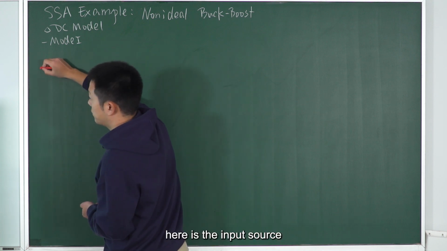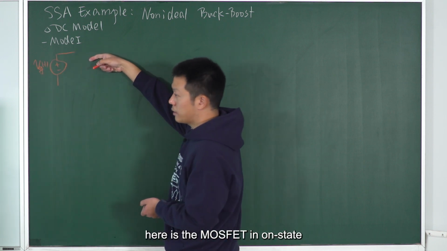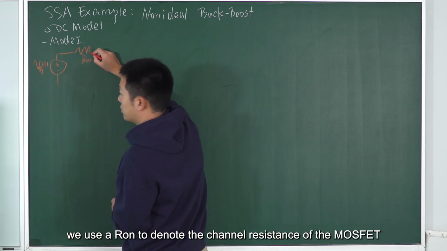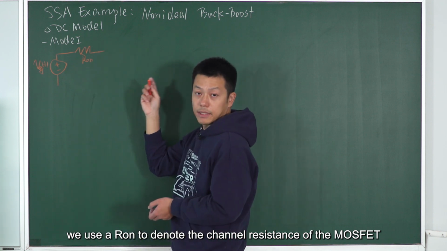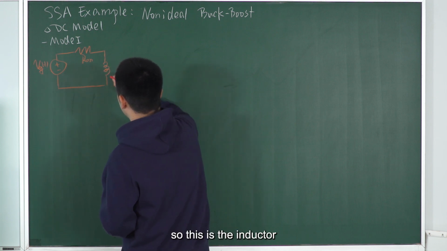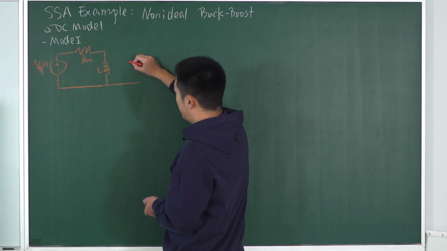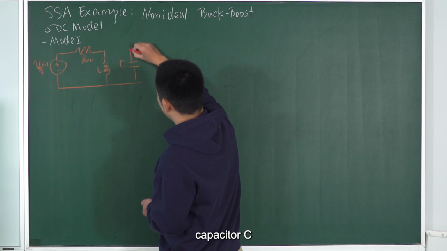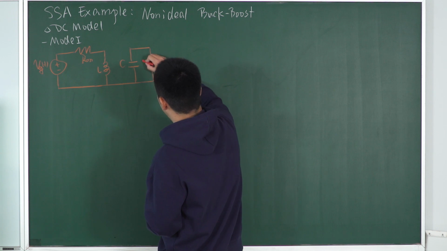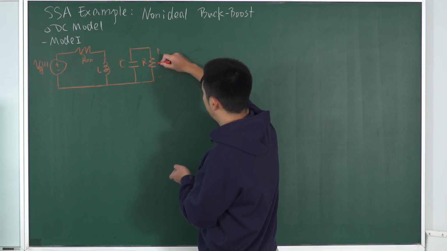Here is the input source. Here is the MOSFET in on-state. We use R-on to denote the channel resistance of the MOSFET. So this is the inductor. On the output port, we have the capacitor C to provide power to the load resistor R. And here is the output voltage, Vo.